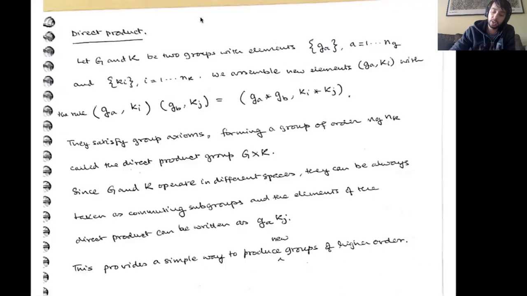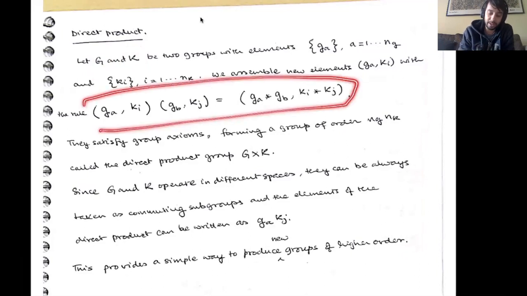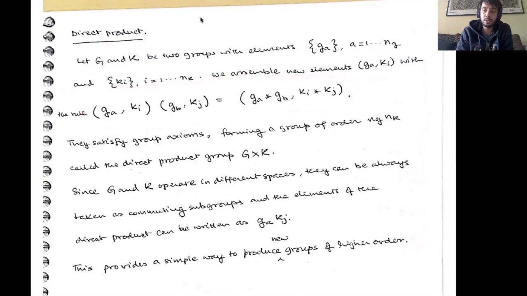And finally, I showed you a little bit about how exactly you formalize this direct product definition, where you have two groups G and K, and you construct something with them by looking at elements (g_a, k_i). With the rule that I have outlined here, you would be able to show that these satisfy the group axioms, and this is called the product group G cross K.